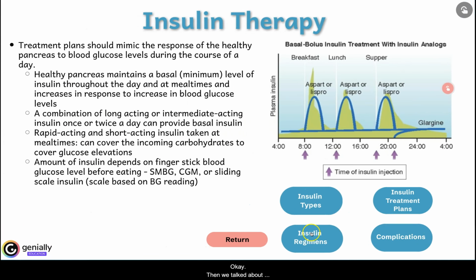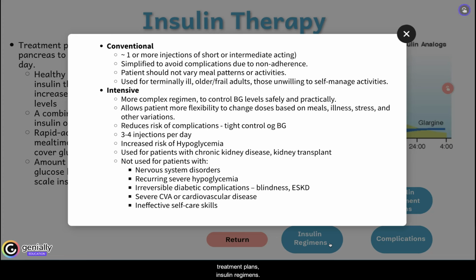Okay, then we talked about treatment plans, insulin regimens. We mentioned, depending on the person, how their glycemic control is, depending on what their blood sugars are like, that's what's going to determine the kind of insulin treatment they're going to get. Conventional is 1 or more injections of short or intermediate acting a day. It's simplified to avoid complications due to non-adherence. Patients should not vary meal patterns or activities. They need to have consistent meals and activities. It's used for terminally ill, older, frail patients, those unwilling to self-manage. That's your conventional insulin therapy.